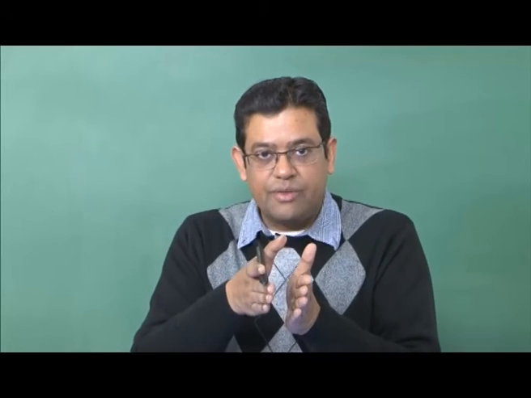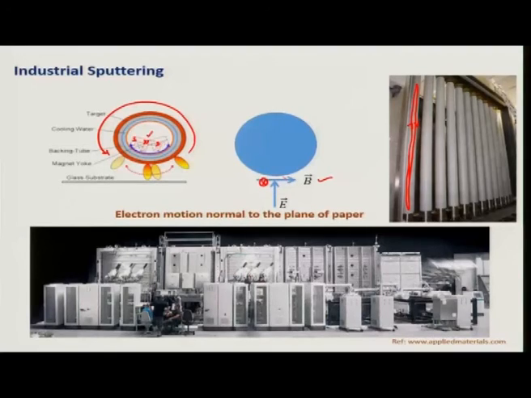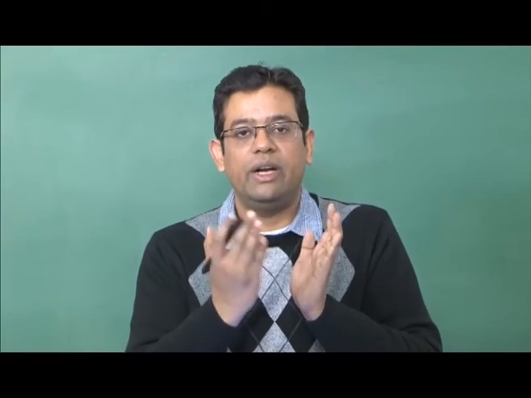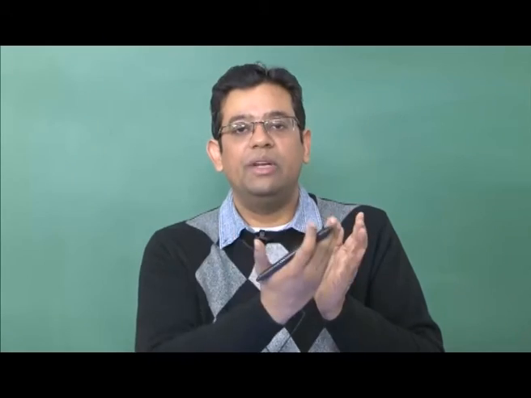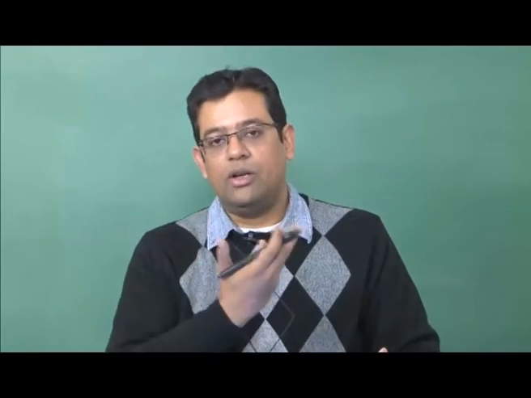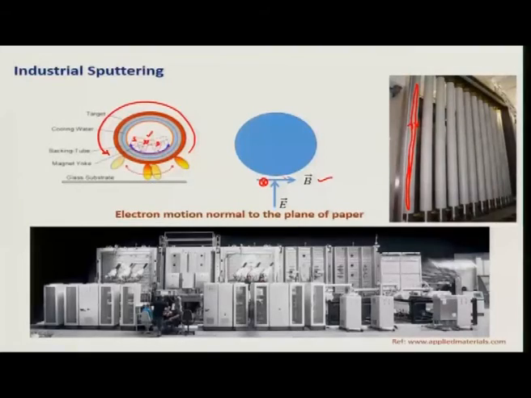So, the racetrack is fixed, which is managed by the magnet inside, but your target surface is rotating. So, you get a uniform erosion from all across the cylindrical surface, which results in much more efficiency, because you can almost utilize the entire surface of this target for the deposition process.